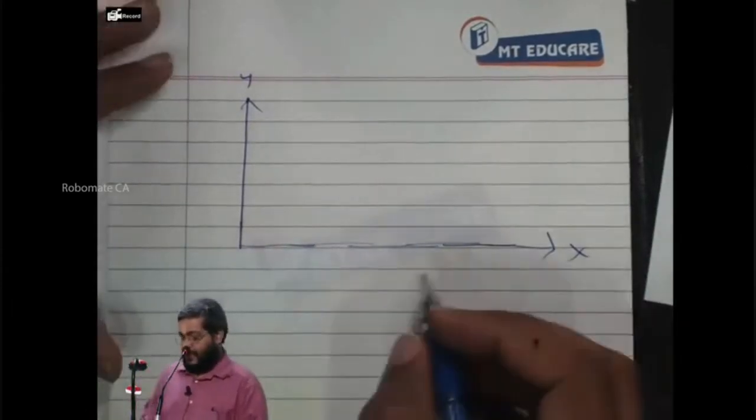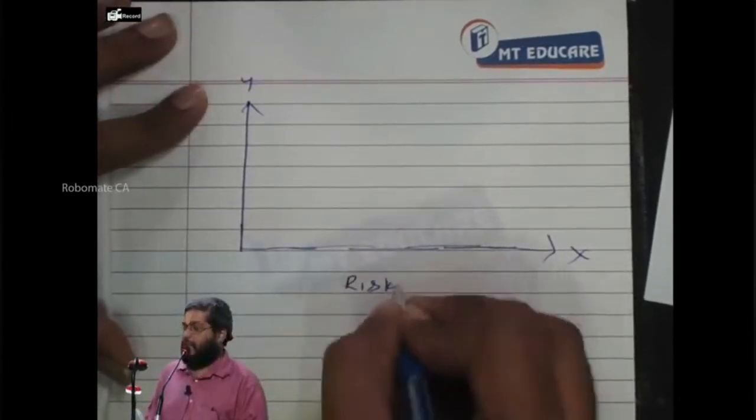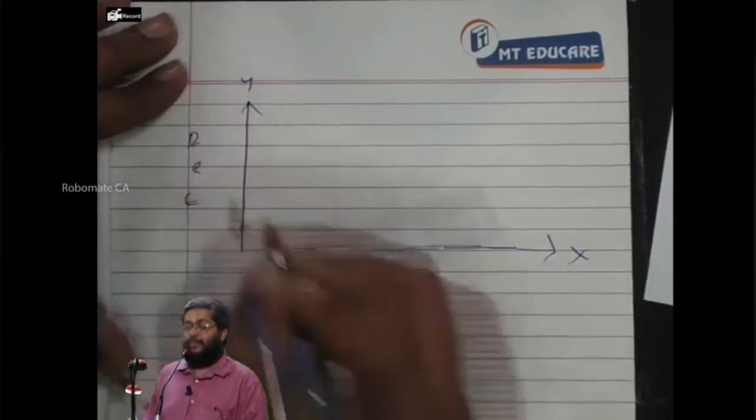Tell me what is there in the x-axis. Risk. What is in the y-axis here? It is going to be return.